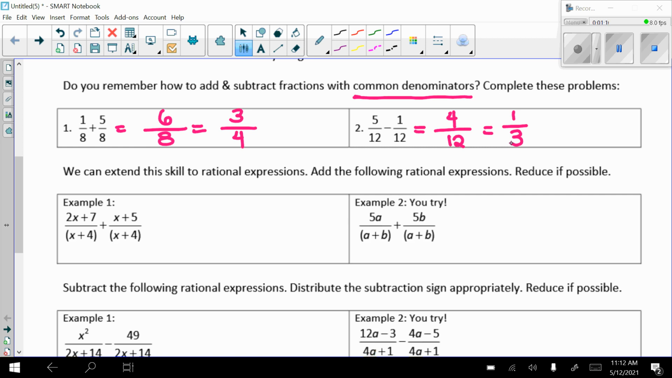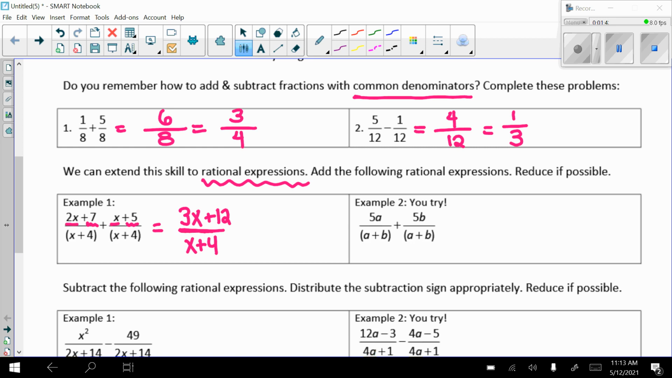So the next thing, now we're going to extend this to rational expressions. We say, do we have the same denominators? And in this case, we do. We have x plus 4. I happen to bundle it in the parentheses just to make a point that they're the same. So we keep the x plus 4, and we add the numerators. Now, when we add these numerators, we're going to combine the like terms. So we get 3x plus 12.